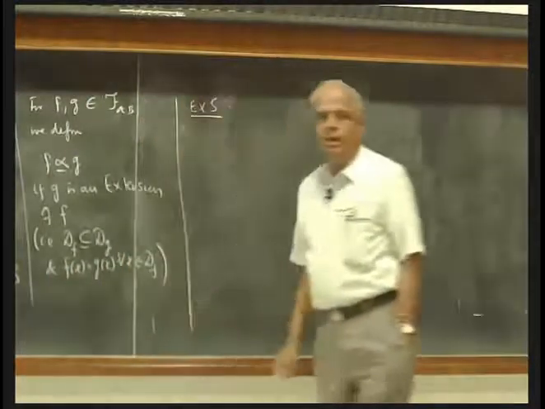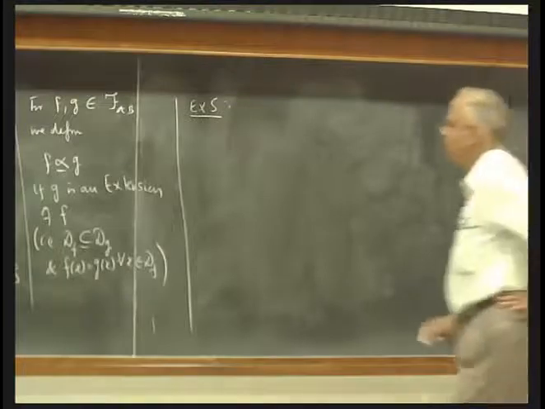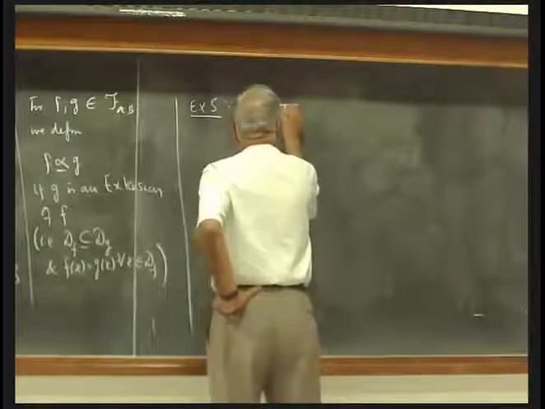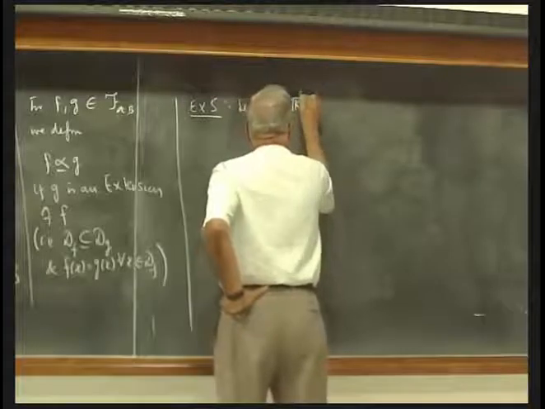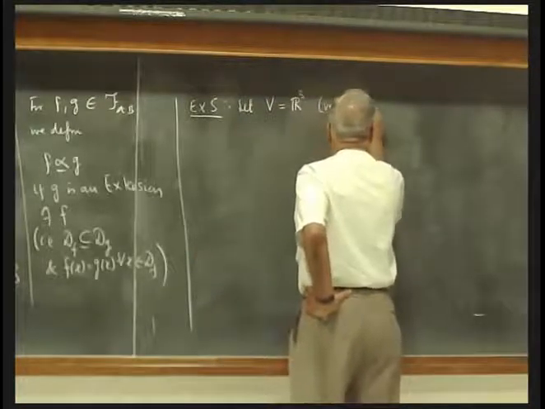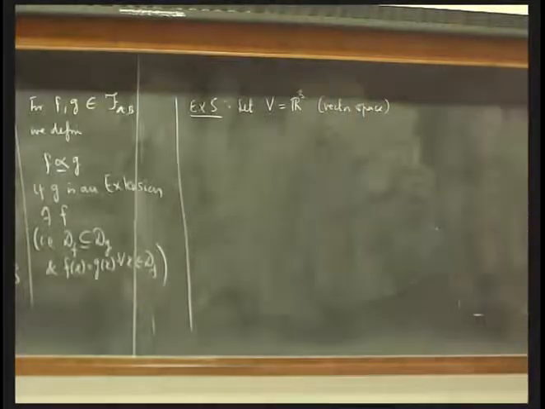First, let me give a very simple example. So let's consider V to be the vector space R3, the three-dimensional vector space over R. Whenever I write R3, I mean the vector space over the field R.